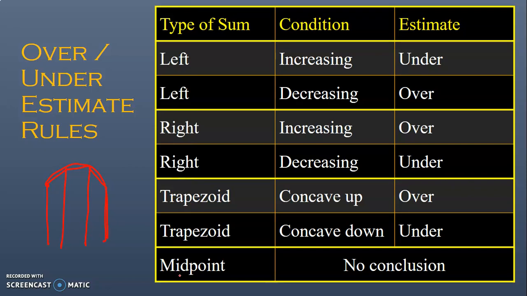You're not able to make a conclusion based on a midpoint sum. And this is a very common question to see on the free response portion of the AP exam. It'll be a piece of a question where it'll tell you either you have an increasing or a decreasing function, and it'll ask you if a left sum over or underestimates it. Something like that, and we'll look at that in the next.